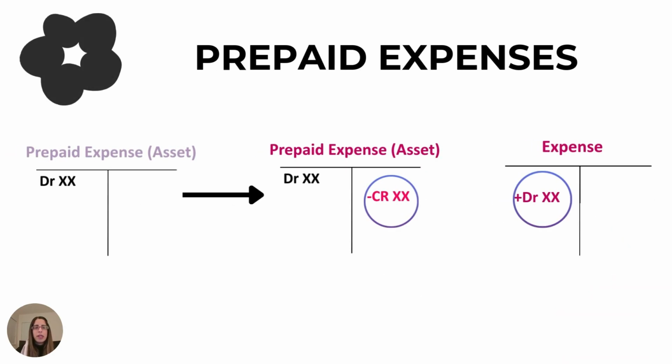The journal entries are pretty simple. When you first purchase the prepaid expense, you will record a debit to the prepaid expense account, and this is an asset. Once you record the debit entry to this account, you also will have a credit to cash. And as you consume the asset, there will be a credit entry to the prepaid expense account. And then we will also recognize the actual expense itself by recording a debit to that account.